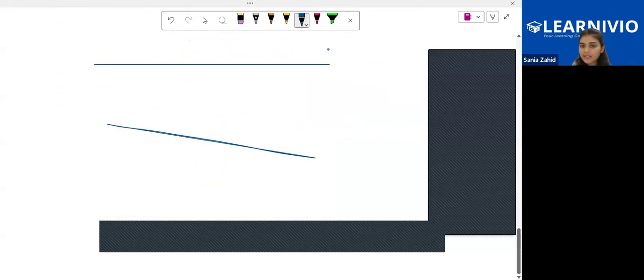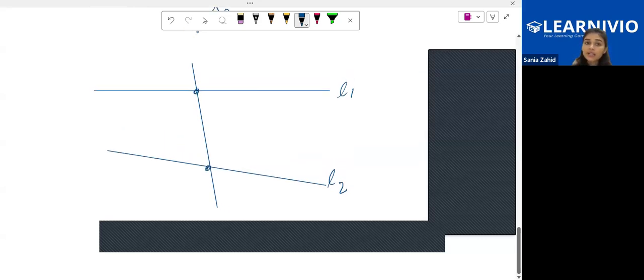So, for example, this is one line right here, and this is the other line. These are two lines, line 1 and line 2. We have one line which is intersecting both of these lines. We have 2 points: this is one point of intersection, and this is the other point of intersection. So this line is known as the transverse.